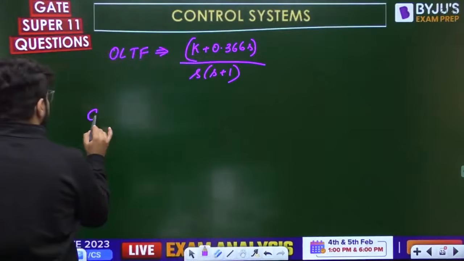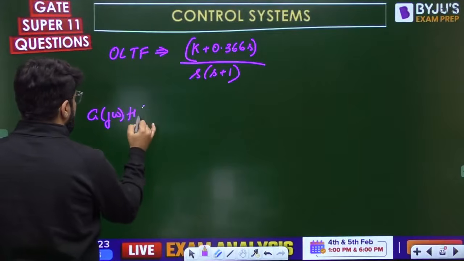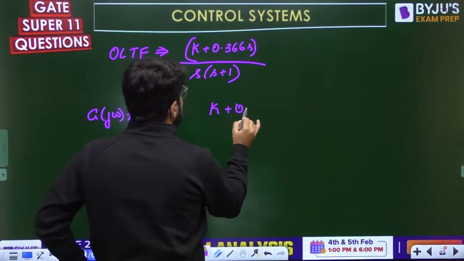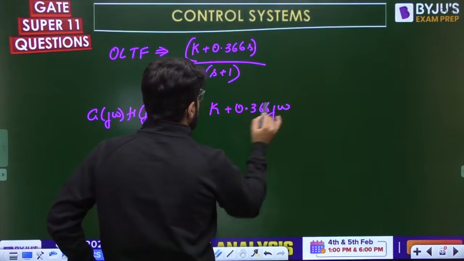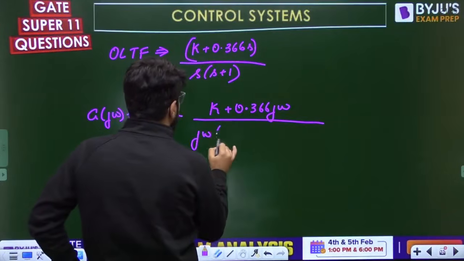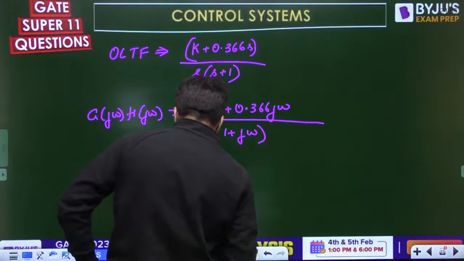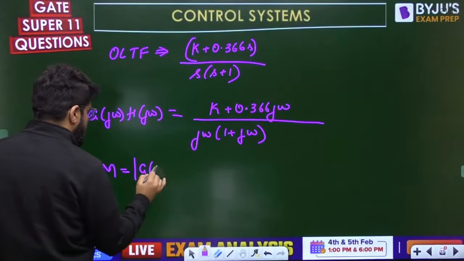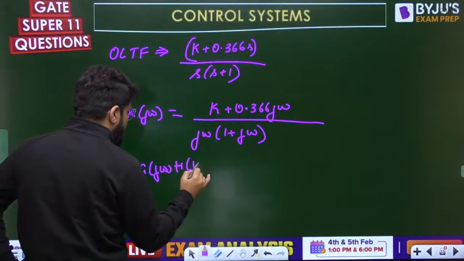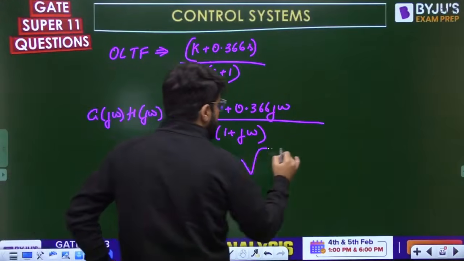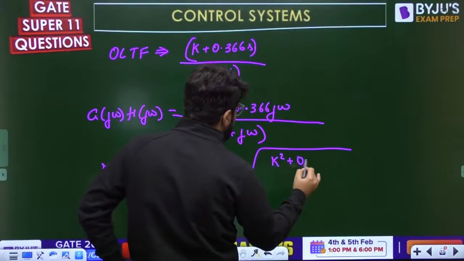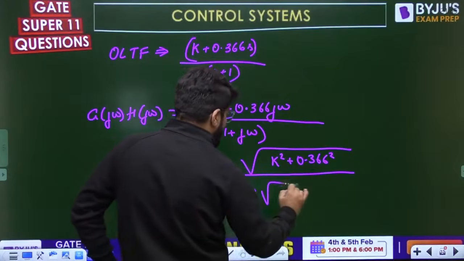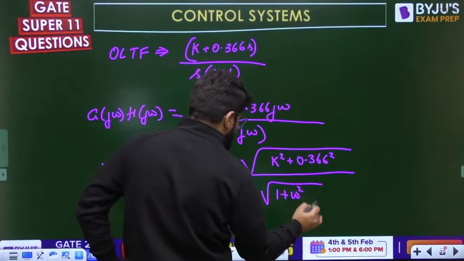So what is G(jω)H(jω)? Let's convert it into the frequency domain. G(jω)H(jω) is (k + 0.366jω) divided by jω(1 + jω). So what is the magnitude and what is the phase expression? The magnitude |G(jω)H(jω)| will be the root of k square plus (0.366ω) square, divided by ω under root of 1 plus ω square.